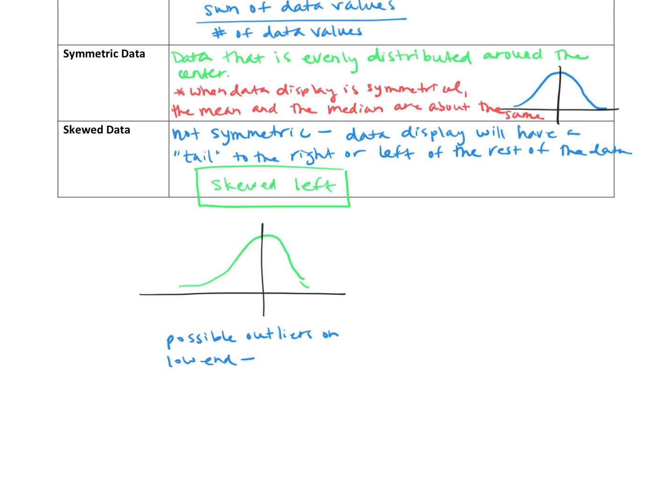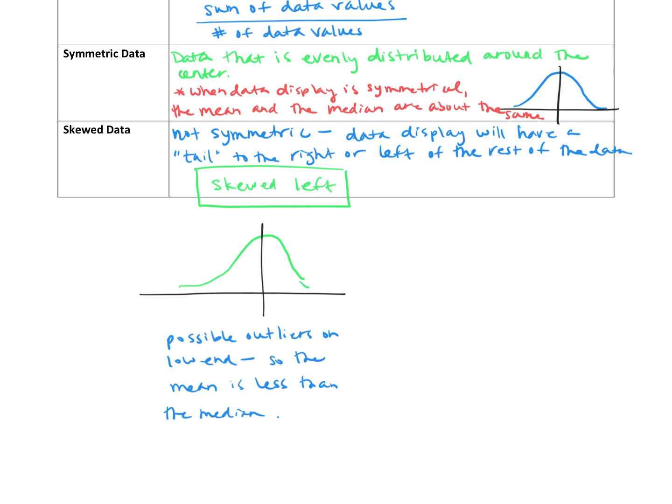So the mean is less than the median. So the median is the center of the data. Here's most of the data. If you've got some data values on the low end, it is going to pull the mean down and it will lower the mean. So the mean will be less than the median.